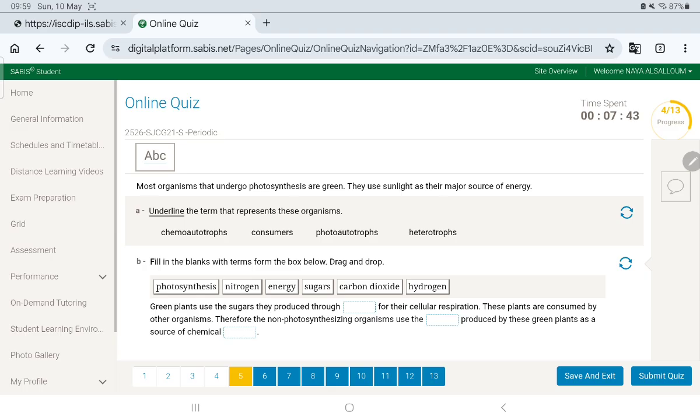Most organisms that undergo photosynthesis are green. They use sunlight as a major source of energy. Underline the term that represents these organisms. Photoautotrophs. Let's see why. Photoautotrophs. Photo means light. So these organisms get their food from light energy.